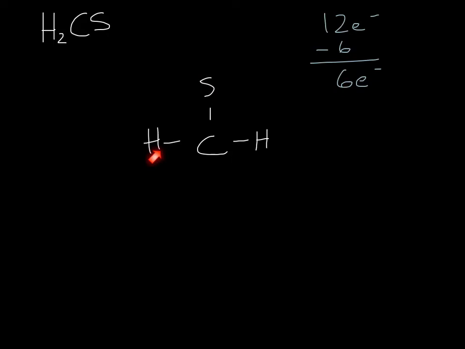So we know that hydrogen cannot form any more than a single bond, so we're not going to be able to form a double bond or a triple bond with hydrogen. It's going to happen between the carbon and the sulfur. And so in this case, let's go ahead and put down a double bond, which represents 2 electrons. So I'm going to take 2 electrons from the bank, and that leaves us with 4 electrons left.